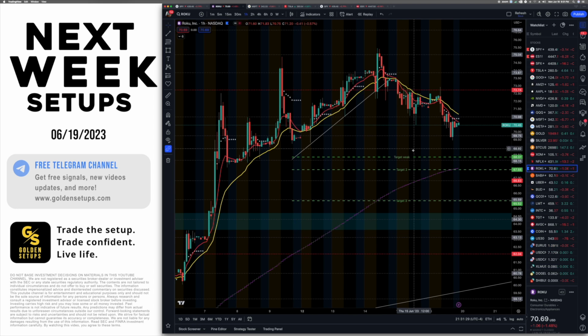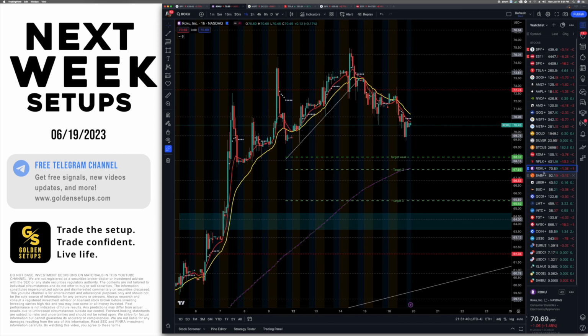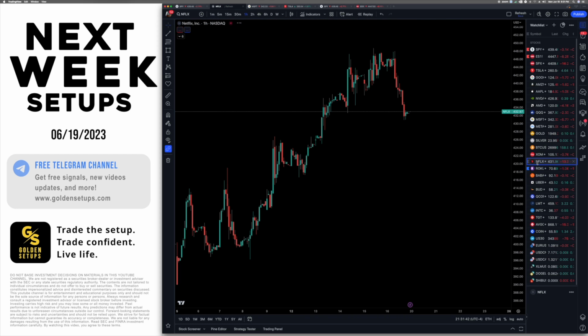Again, we had our target week, and then we got target 2 and target 3. Looks like we're well on our way to the target week. We'll see if we can get target 2, target 3, and then maybe we get this gap fill here. We'll see. Let's check out Netflix.